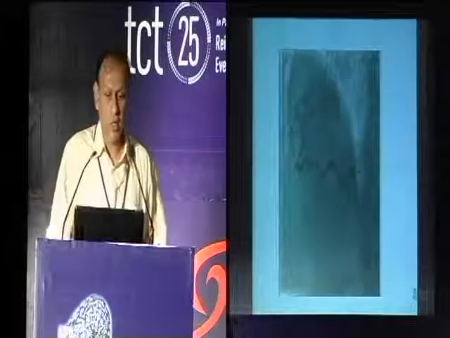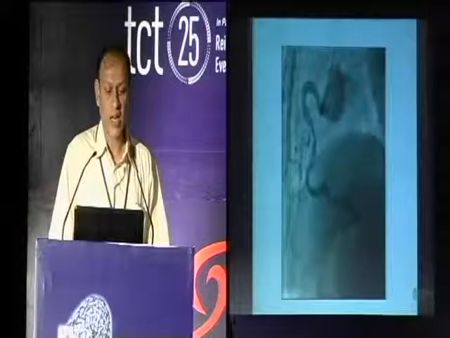This is one example wherein we thought probably we were coaxial, and when we did the second injection, we again thought we were coaxial. The third injection was done, and you see what happens. There's a spiral dissection just going down completely down to the distal RCA.